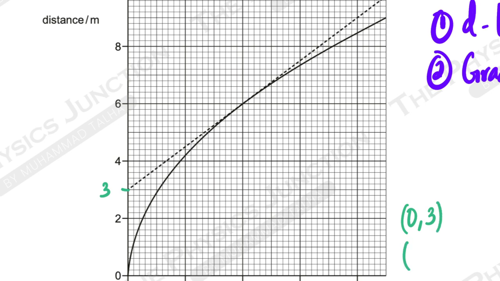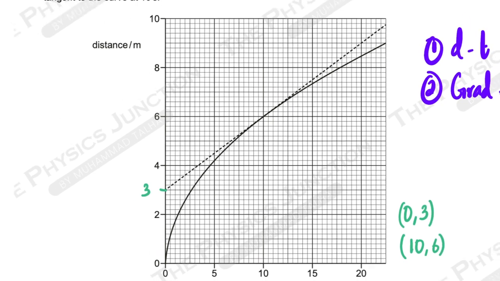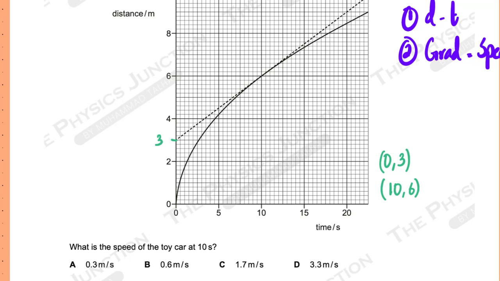and the other coordinate, if I look here, is (10, 6). So (0, 3), (10, 6). Then we just do change in y over change in x. So 6 minus 3, y2 minus y1, over 10 minus 0, x2 minus x1. So 3 over 10 is 0.3 meters per second.